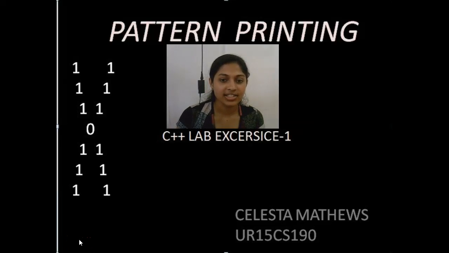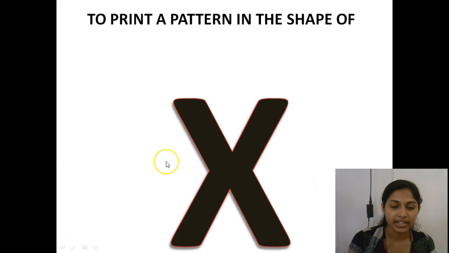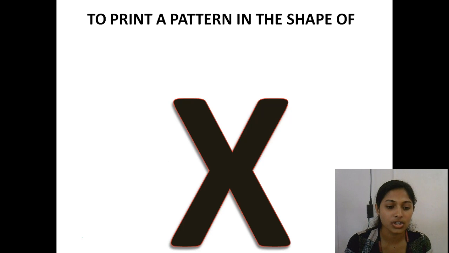Hello everyone, this is Celesta Matthews and I'm going to show you how to print this kind of a pattern using C++ in Code::Blocks. Our pattern basically looks like this. It is in an X shape, so I'll be showing you how to print this.